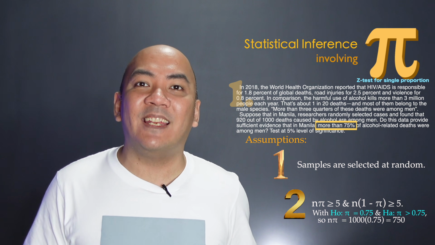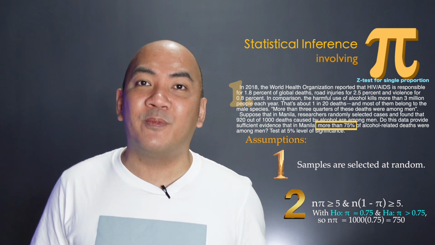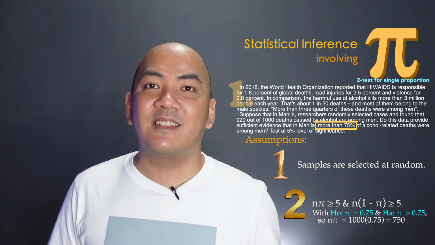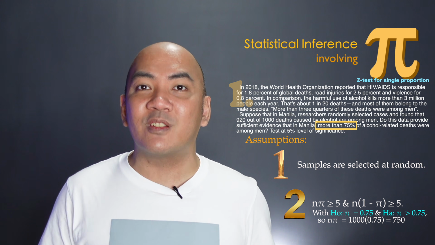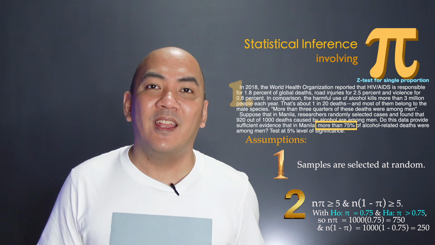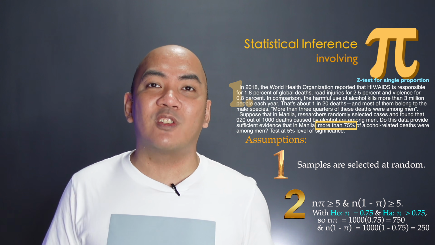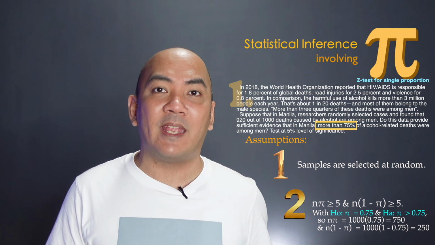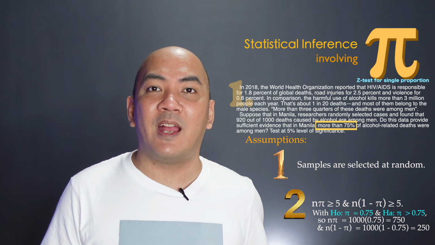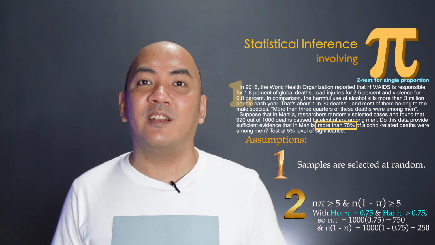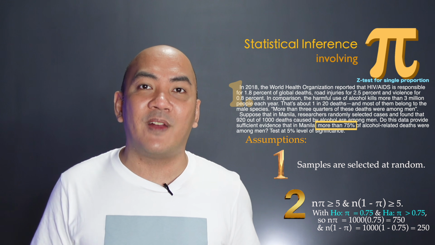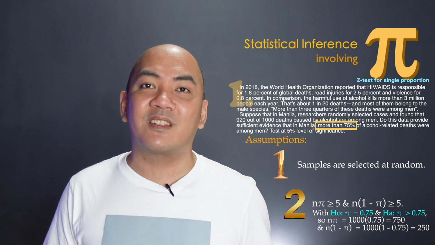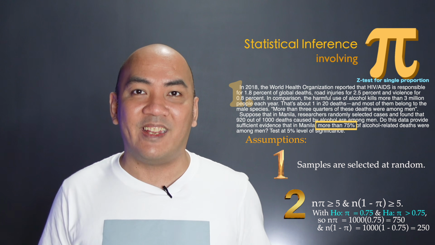Now, substituting in n times pi of at least 5, where n is 1,000 and pi is 0.75, that leads us to 750, which is obviously greater than 5. And to check whether n times 1 minus pi is at least 5, substitute n as 1,000 and 1 minus pi as 1 minus 0.75. That leaves us with 250, which is obviously greater than 5. Thus, this shows that the assumptions in the z-test for single proportions are satisfied.